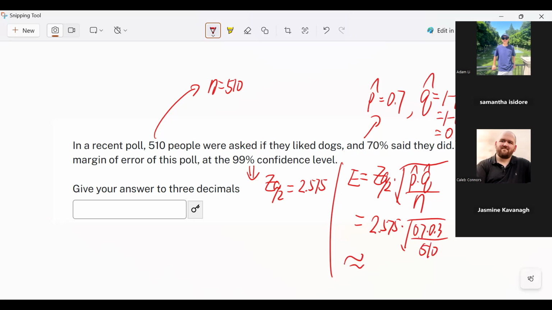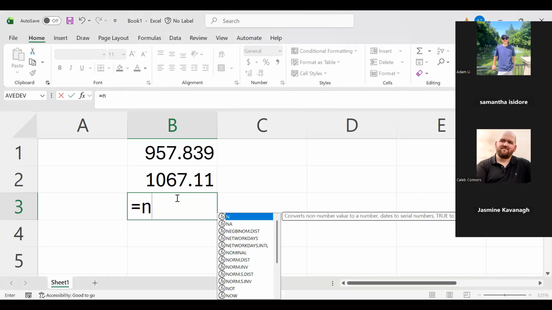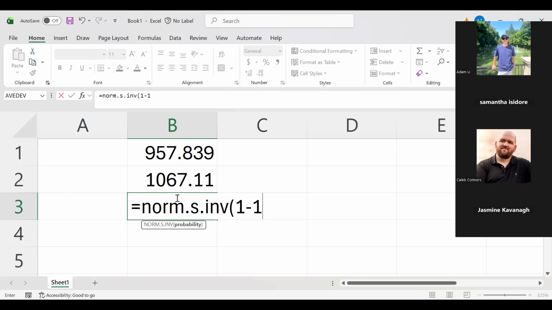I'm going to round it to three decimal places. So I'm going to show you Excel. If you want to get the critical z-score from Excel, it's going to be around that. I'm going to go over this later when we work on Excel project number 3. But in this case, it's going to be 1 minus 1% divided by 2.